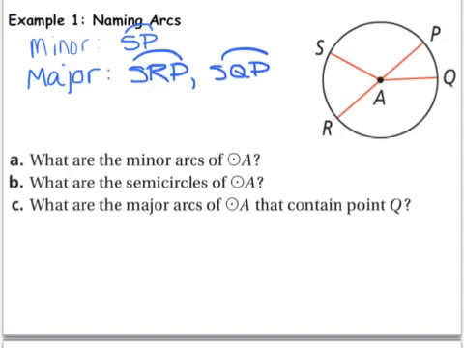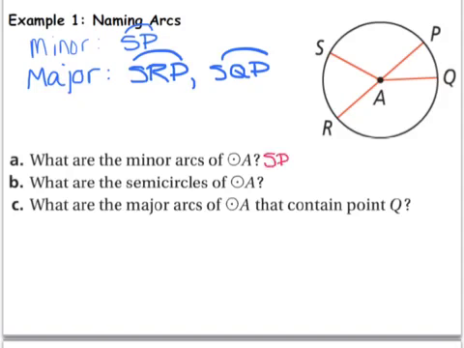Alright, so let's look at part A. What are the minor arcs for circle A? I did forget to mention back on the circles page, when you are annotating a circle, you use this fancy little circle notation. The dot in the middle represents the center, and you name it using the letter that represents the center. So this is circle A right here. So what are the minor arcs? Well, these are all the arcs that are less than 180 degrees, and there are several of them.